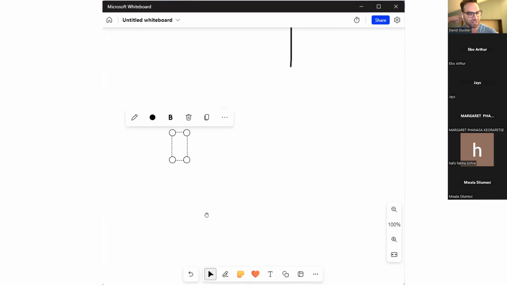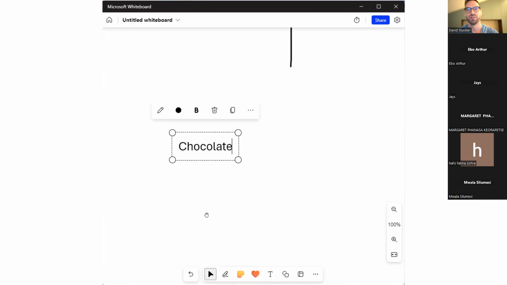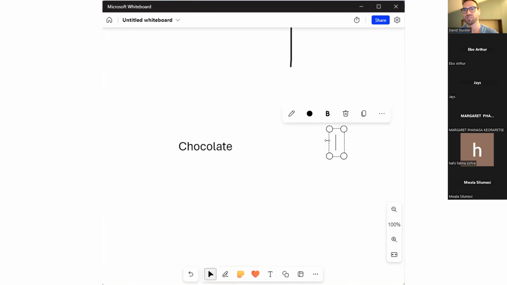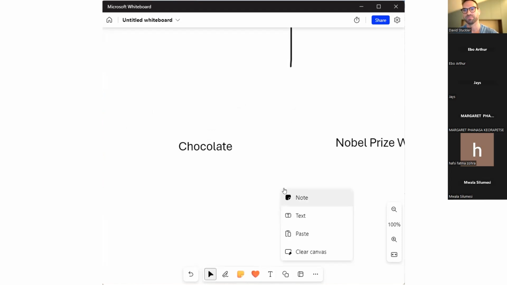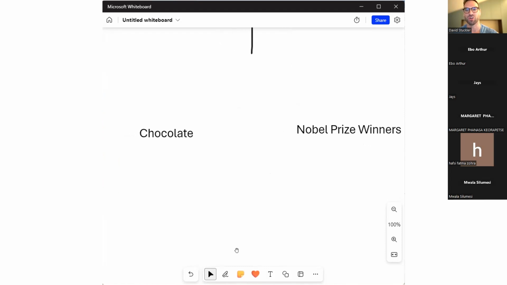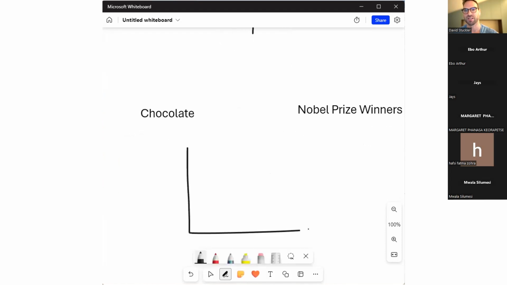I think it's helpful to give a clear, concrete example. There's one study published in the New England Journal of Medicine that asked: in countries where people eat more chocolate, do they have more Nobel Prize winners? What did they look at? They showed a graph of the different countries. Each dot here was a country, and here you had how much chocolate was being eaten.